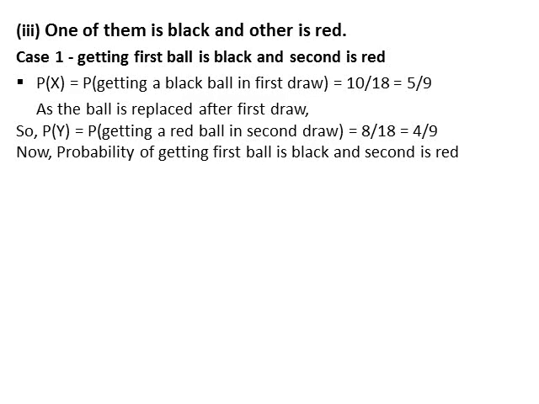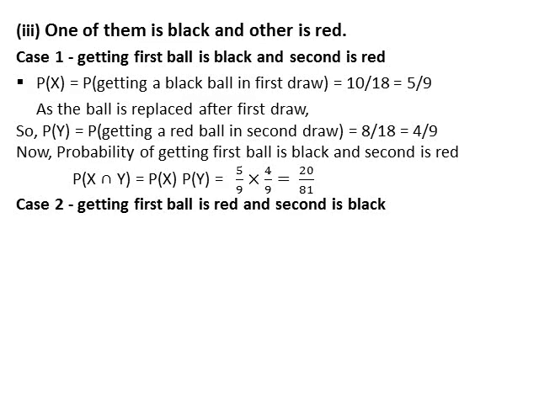Now probability of getting first ball is black and second is red equals P(X intersection Y) equals P(X) multiply P(Y) equals 5 by 9 multiply 4 by 9 equals 20 by 81. Case 2. Getting first ball red and second ball black.